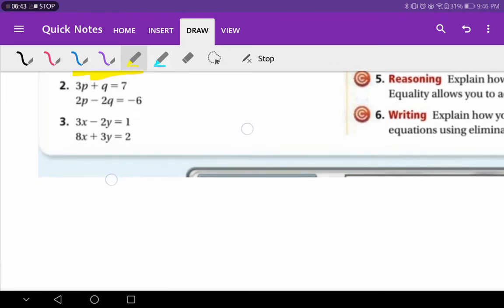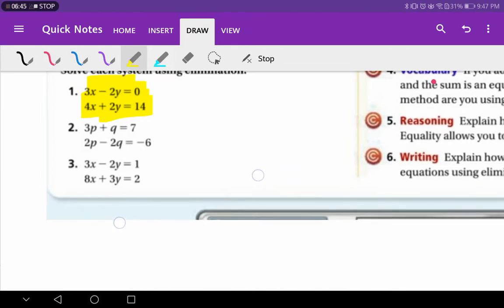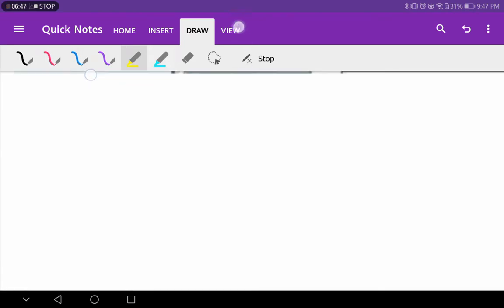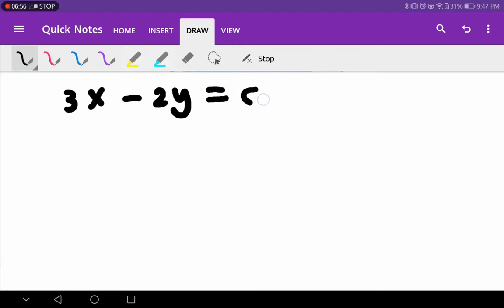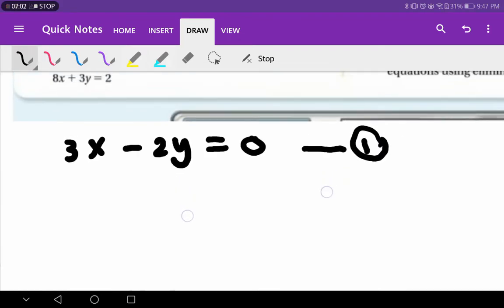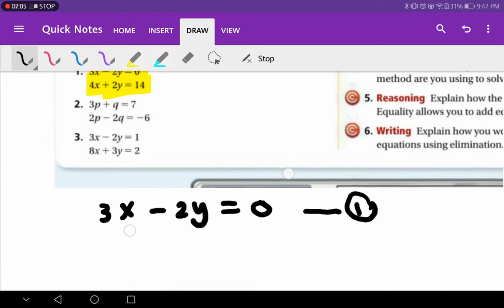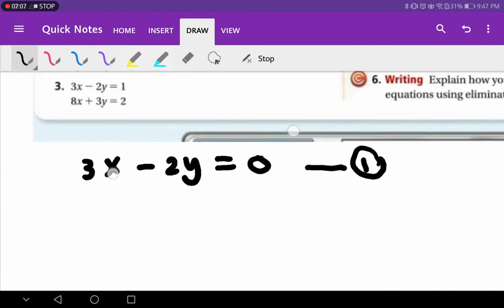3x minus 2y equals 0. I will do it here. So 3x minus 2y equals 0. This is the first equation, number 1. And equation number 2 is 4x plus 2y equals 14.